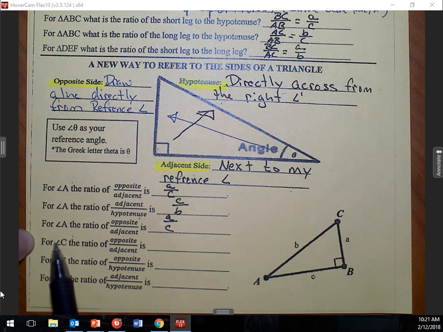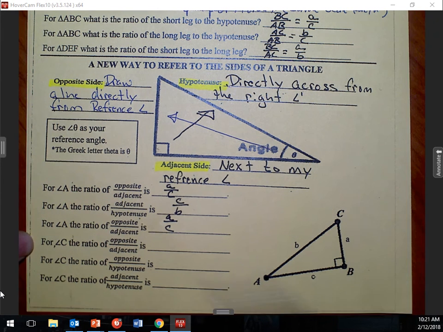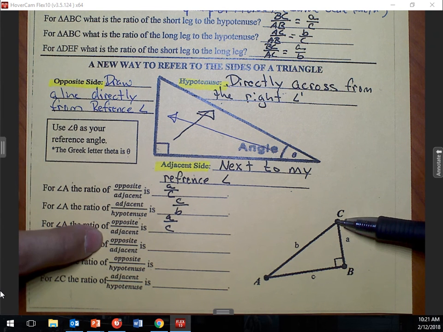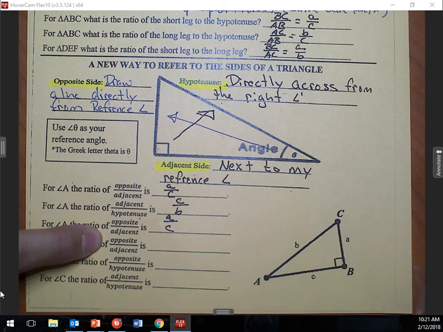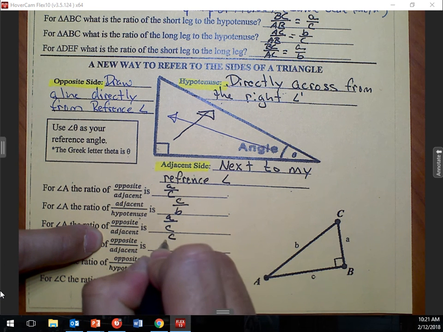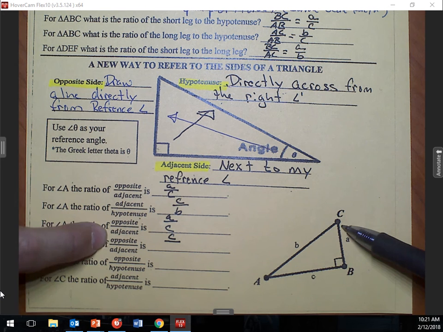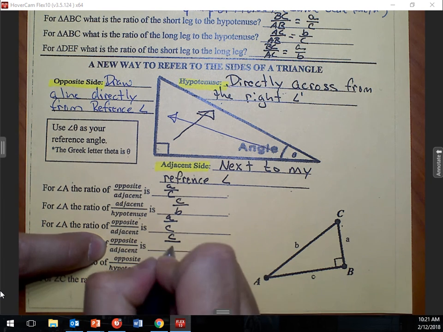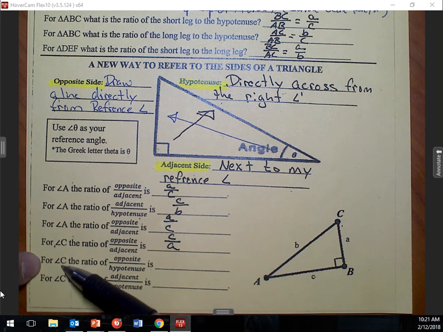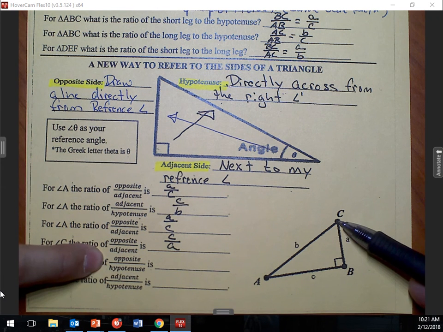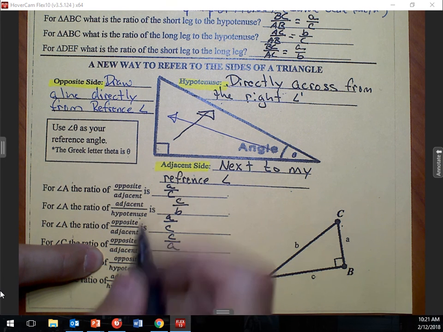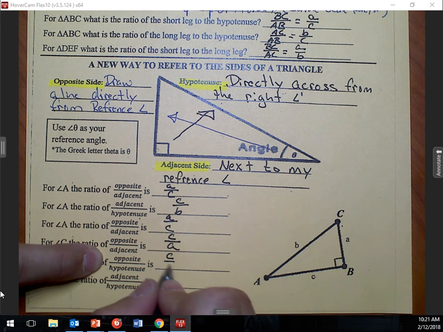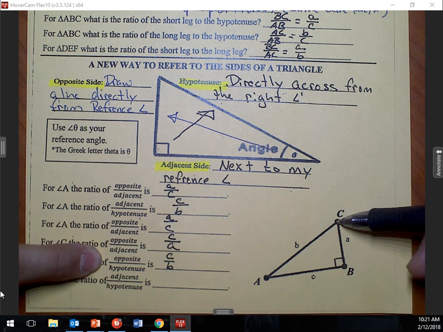Now, this time I'm changing my reference angle. My reference angle is now starting over here. From this angle right here, what is opposite of this angle? C, very good. So little c over adjacent. What is adjacent to C? Little a, very good. From C again, what is opposite C? Little c. And the hypotenuse? Little b. The hypotenuse never changes because it's always across from the right angle.